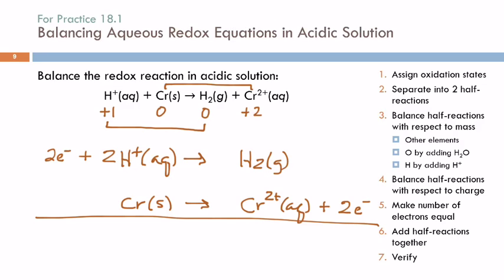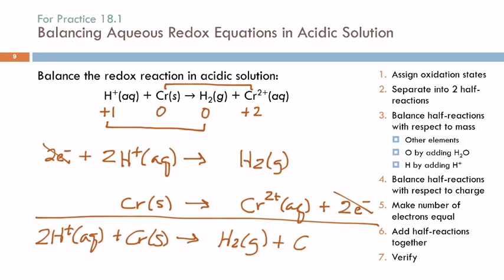So then we add them together. The electrons, we think of them as canceling out. They get generated and used, and so we don't need to think about them. So I should probably just keep the same order that was given earlier. 2H+ aqueous plus chromium solid, and that's giving us H2 gas plus Cr2+. Any questions?